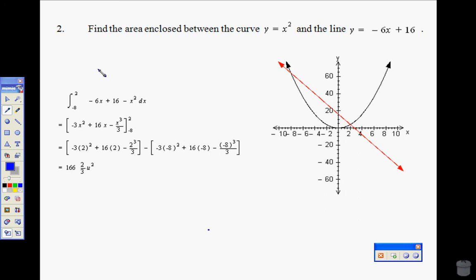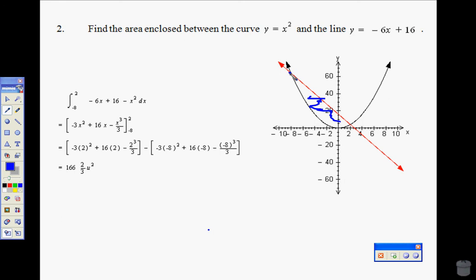Looking at this problem, we've got to find the area between x squared and the line minus 6x plus 16. So we're looking at the area inside this part here. Now, again, what we've got to look for is, okay, which is the top curve? Well, that's going to be the line. X squared is the bottom curve.